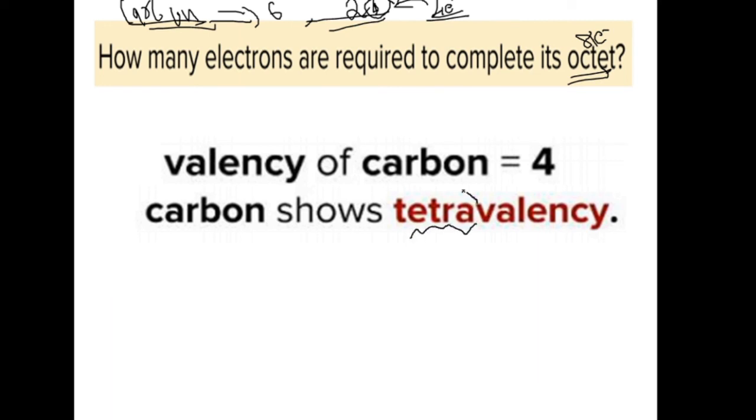Carbon shows tetravalency. The reason we say that carbon shows tetravalency is that the word tetra means 4, and valency, we know, relates to the number of electrons in the outermost shell. Since the number of electrons in its outermost shell is 4, carbon shows tetravalency.